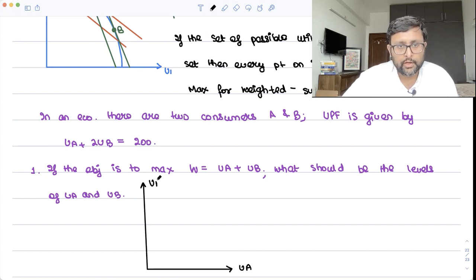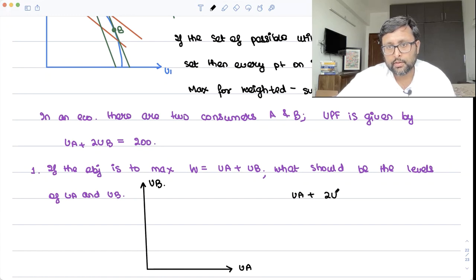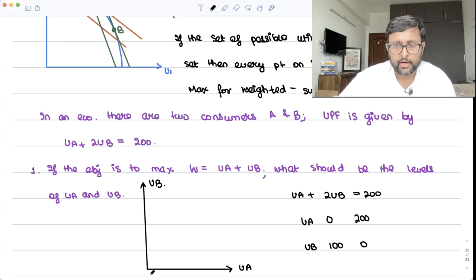So you have UA out here, you have UB out here, and UA plus 2UB is equal to 200, right? If UA is 0, UB is 100. If UB is 0, UA is 200, right? So it's a linear function. You could see this. Here it is 100 and here it is 200. So this becomes your utility possibility frontier.